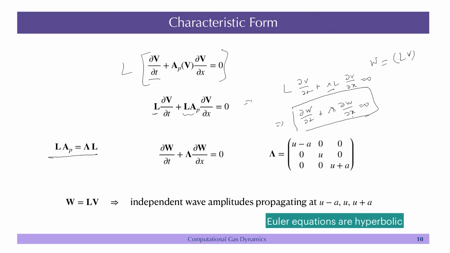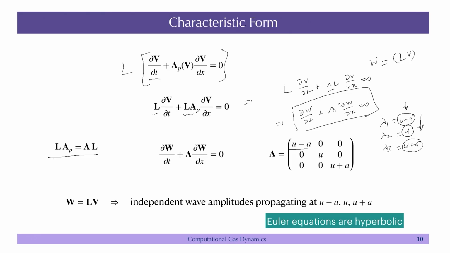Once you write in this form, why did we write in this form? It is because if you look at the lambda here, as we saw, lambda 1, lambda 2 and lambda 3. I have written them as u minus a, u and u plus a. One is equal to the flow velocity, another is flow velocity minus the speed of sound, and another is flow velocity plus speed of sound. So, I have written them in the increasing order of the wave speed here.